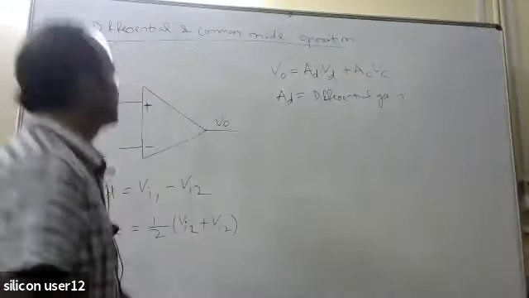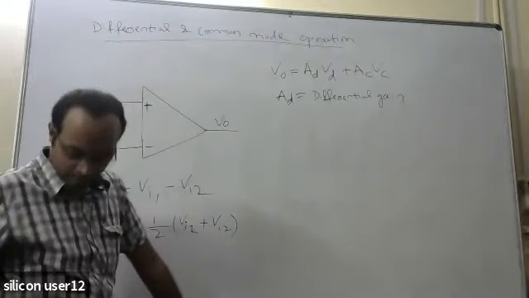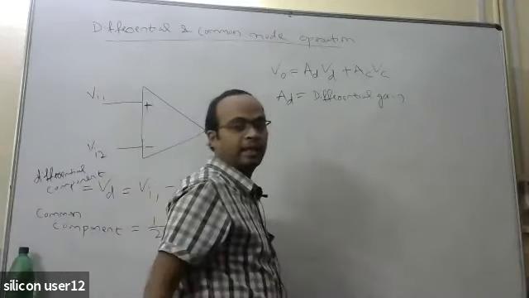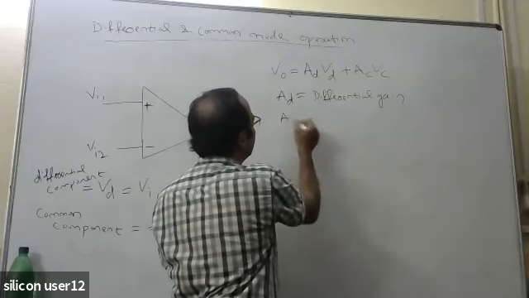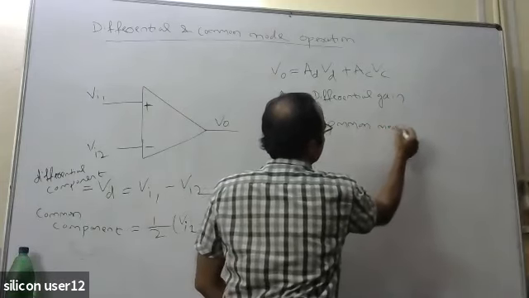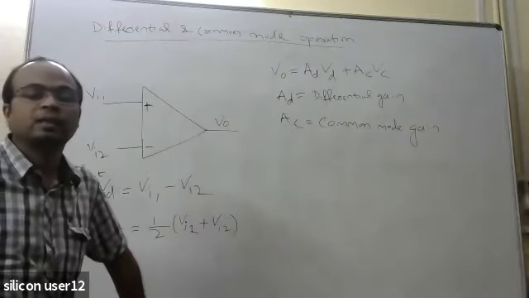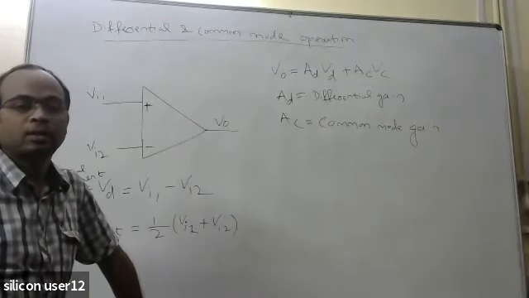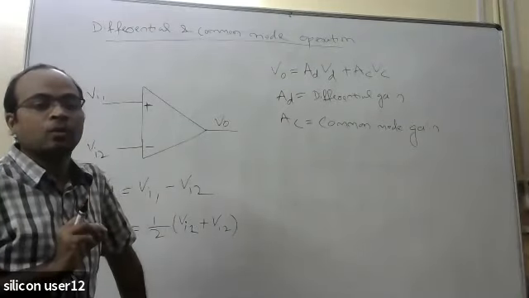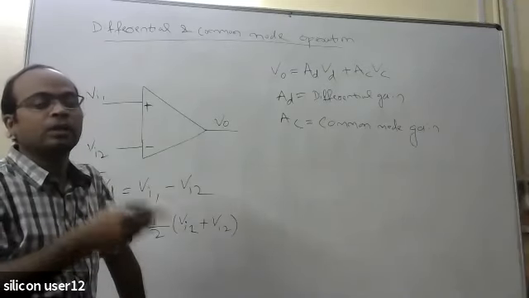Okay. So here we're discussing V0, the output voltage, is equal to AD Vd plus AC Vc. AD is your differential gain and AC is the common mode gain. Why are there two different gains for a single device? We already discussed yesterday. This is a particular device which will act differently to the differential input and differently to the common input.